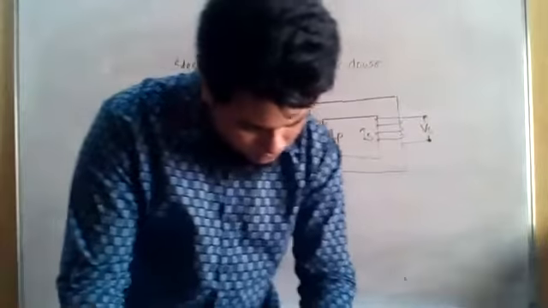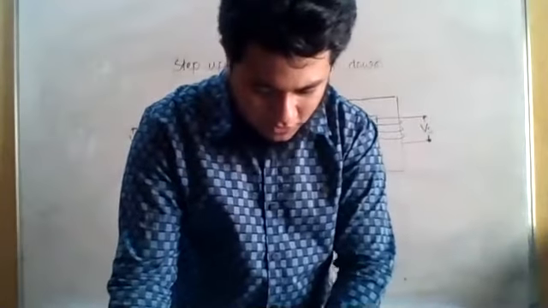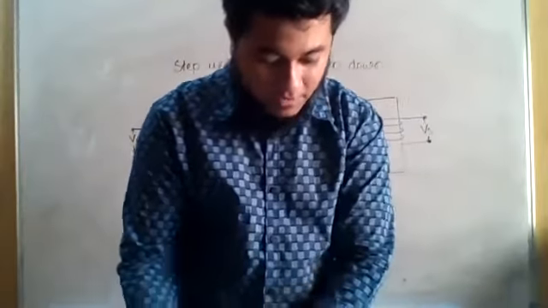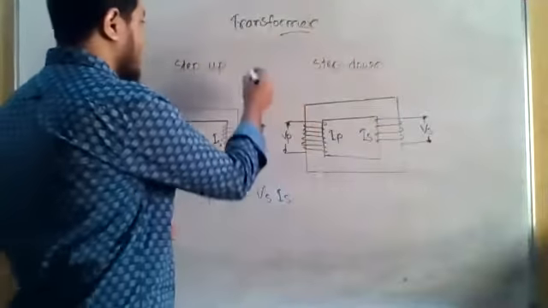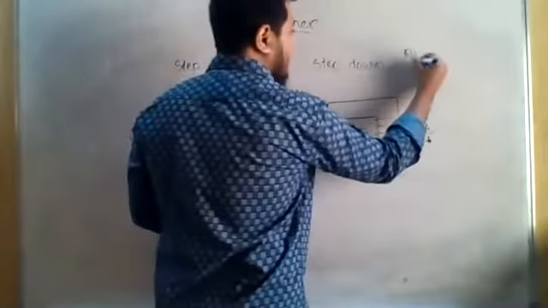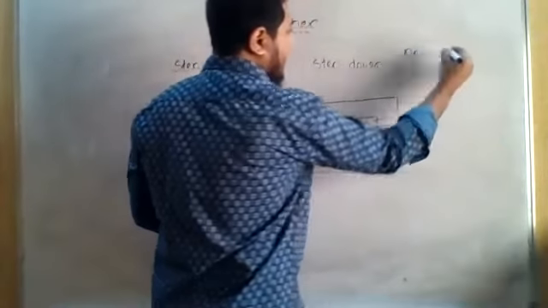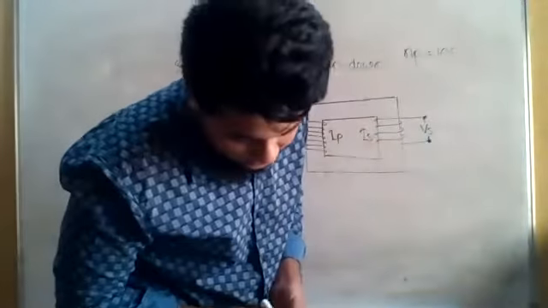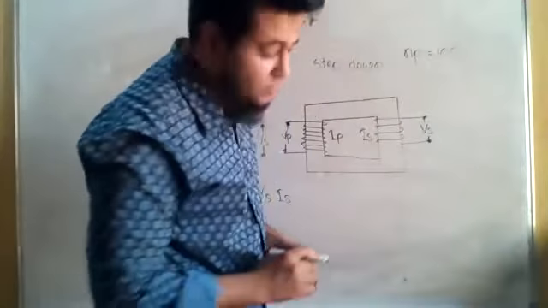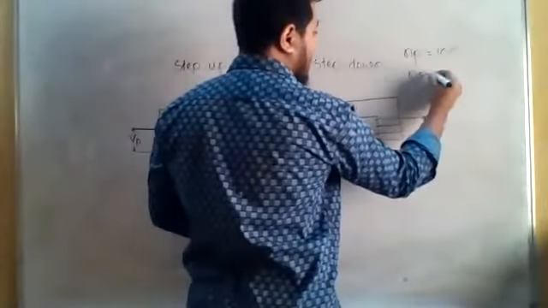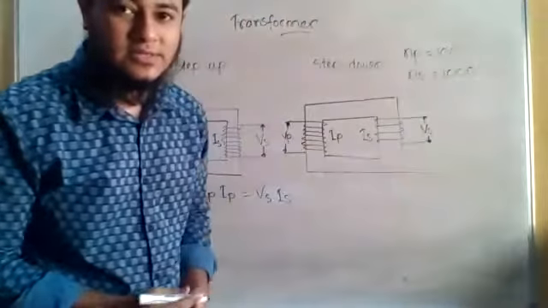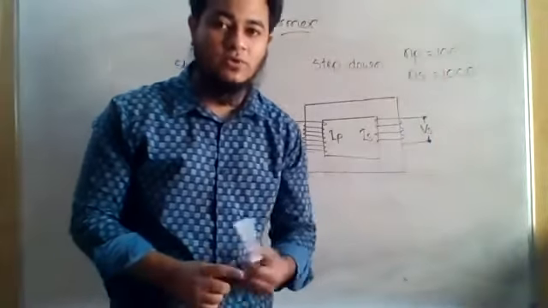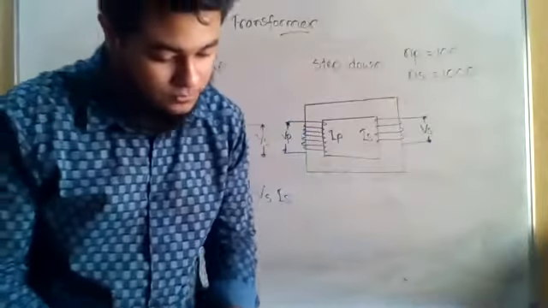One example I found: the number of turns in the primary coil of a transformer is 100. Number of turns in the primary coil, sorry, that is NP, right? NP is given as 100. Then the number of turns in the secondary coil is 1000. Looking at these numbers, we can easily say whether it is a step up or a step down. Can you tell me what it is? Step up or step down?